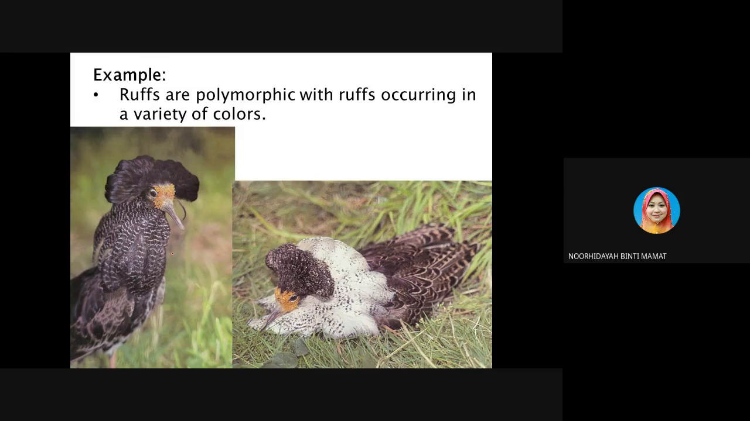They're polymorphic. Polymorphic means we're talking about polymorphism, which is the occurrence of two or more clearly different forms. Also in this case, the form is a ruff. So that is what we call polymorphic.